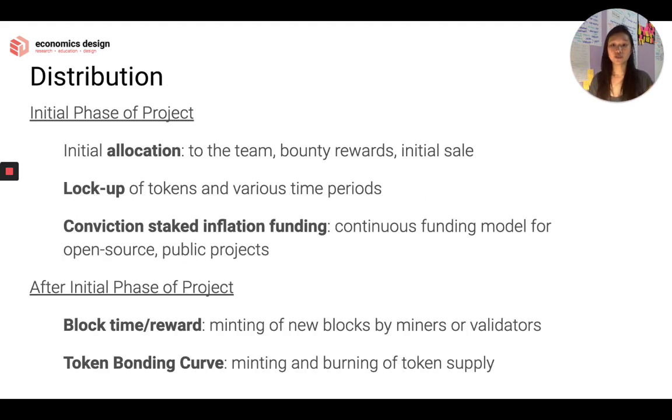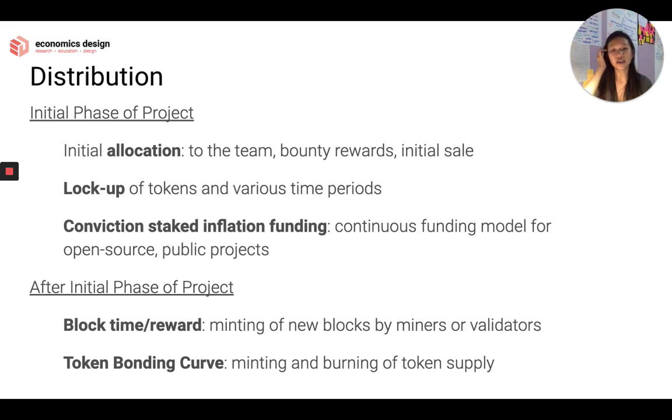When we talk about distribution, we are looking at distribution in 2 stages. The first one is the initial stage. So we look at initial allocation, lockup period, amount locked up, and what's the expectation of them entering the ecosystem. We are also going to look at conviction, state inflation, and funding. So it's a new, continuous funding model. We're going to talk about that in the next session.